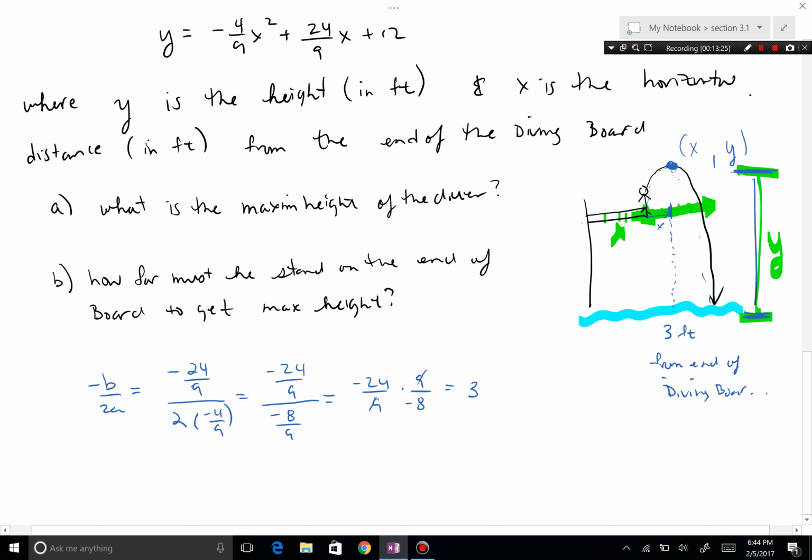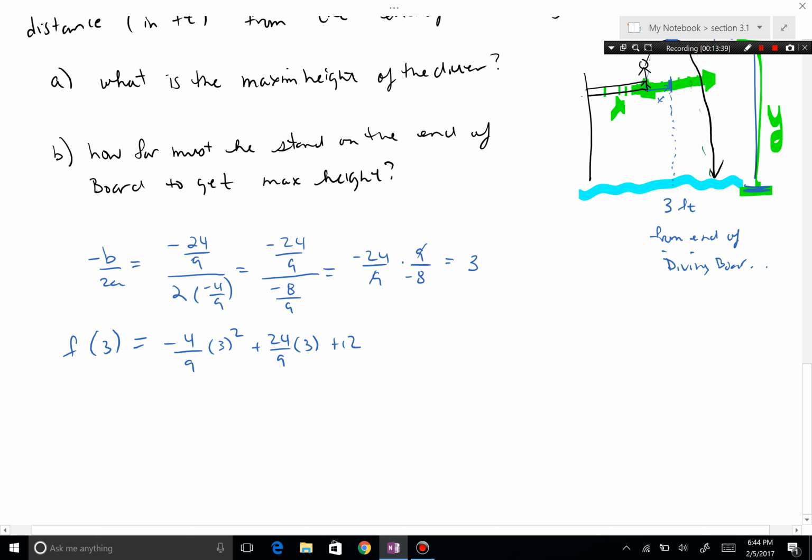Pretty simple, eh? Now, to find that height, plug it into your function, f of 3. F of 3, oh my goodness, is going to be filthy. So hopefully it works out okay. 3 squared plus 24 over 9 times 3 plus 12. Oh, that's going to work out all right.